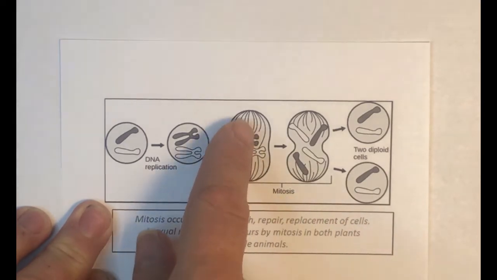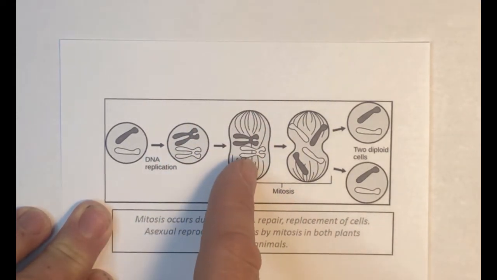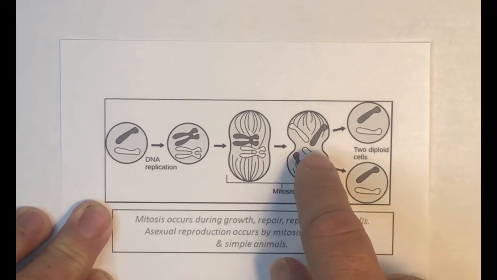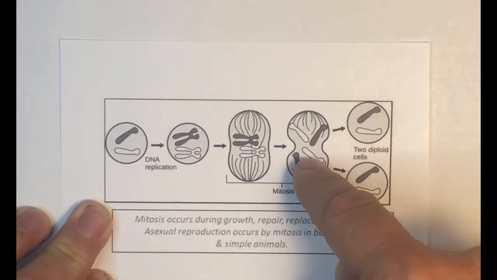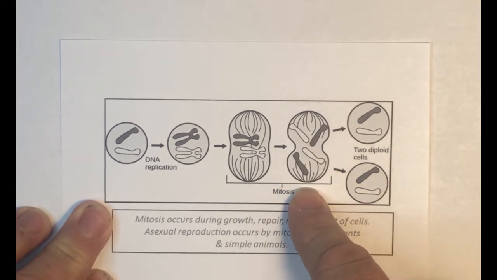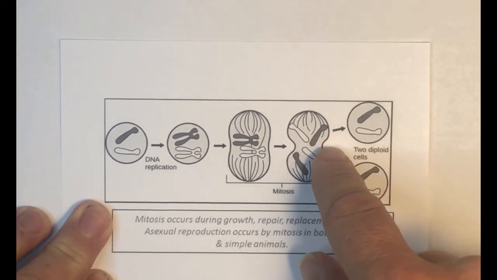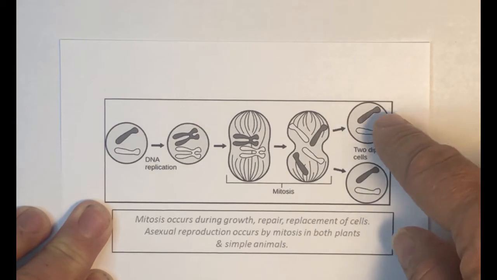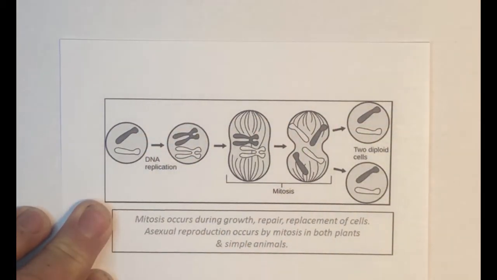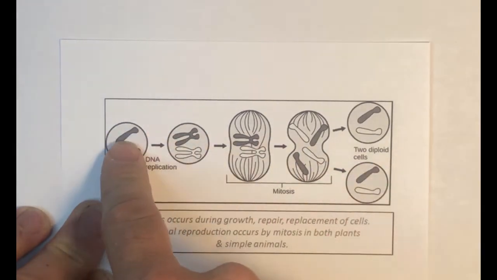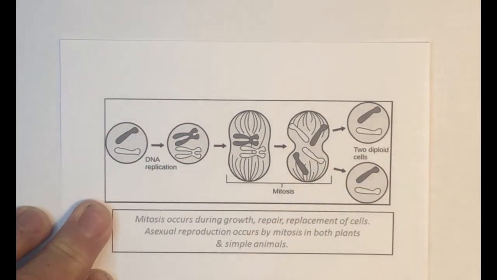What they do is they line up next to each other, and one leg or one arm, or whatever you want to call it, goes that way, and one arm goes that way. Eventually that white one and the darker one end up on this side here. That cell and that cell are then identical. That cell and that cell are also identical. So that's the process of mitosis.